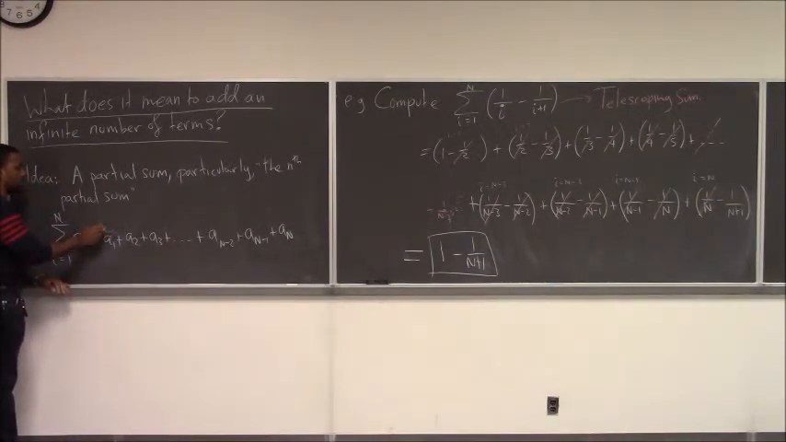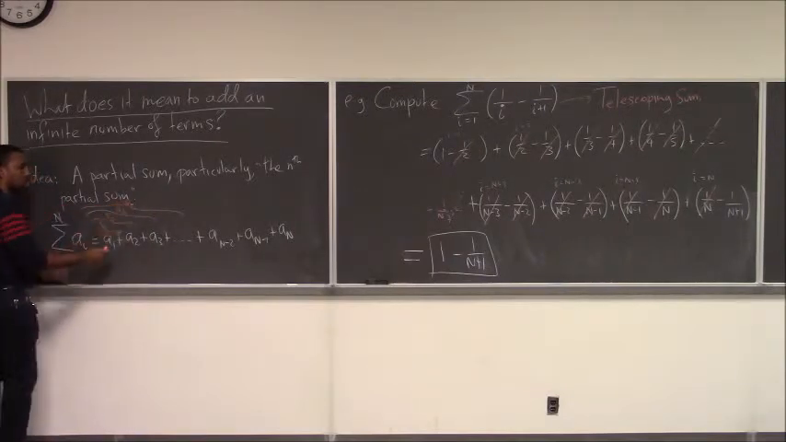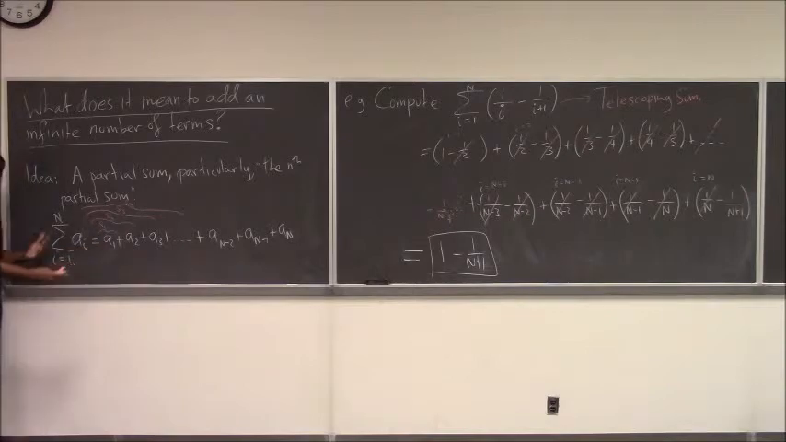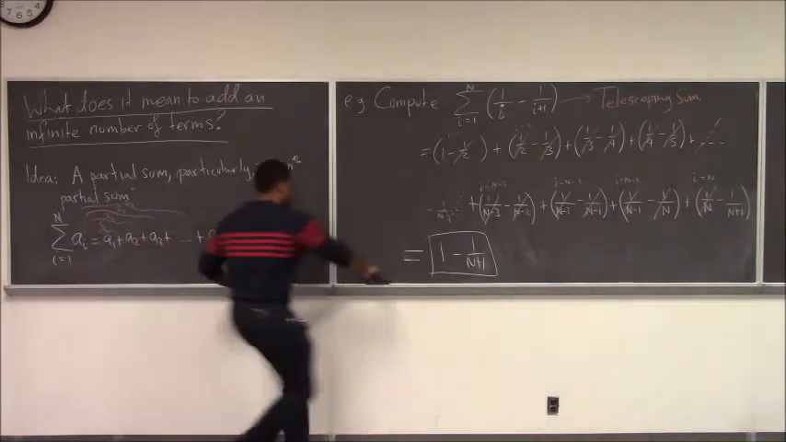Let's call that S1. Then there's something called the second partial sum. That's the sum of the first two terms, S2. Then you'd have the third partial sum. That's the sum of the first three terms. Then the fourth partial sum. That's the sum of the first four terms, and etc. And you're considering this list of numbers.